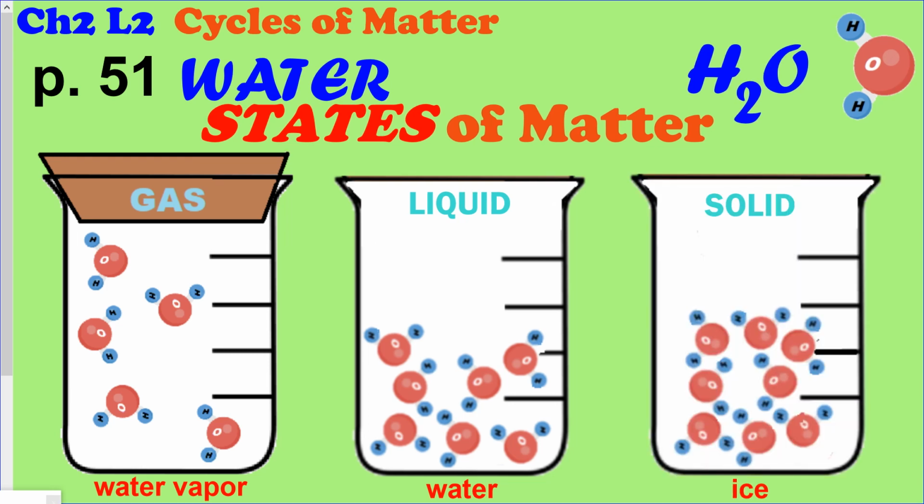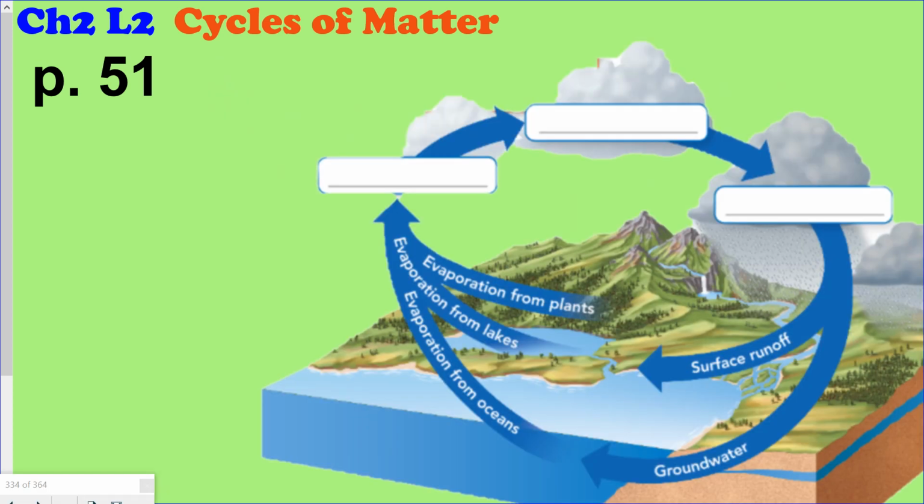Then the solid form means that molecules are compacted tightly together to where it doesn't take the shape of the container it's in. For instance, if I filled up this beaker with water and then I froze it, then it would be ice, which is the solid form of water, inside of the beaker. But it's the same concept as having a rock and a chunk of ice. They're both solid. So when we look at the water cycle, which is our first cycle, on page 51, then we'll find all three states of matter.